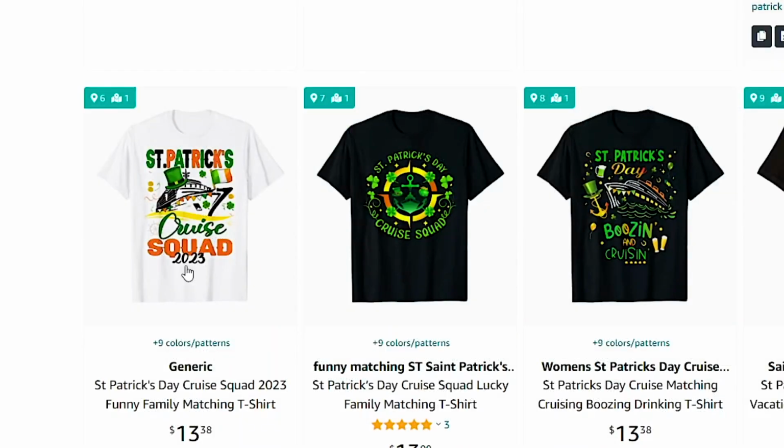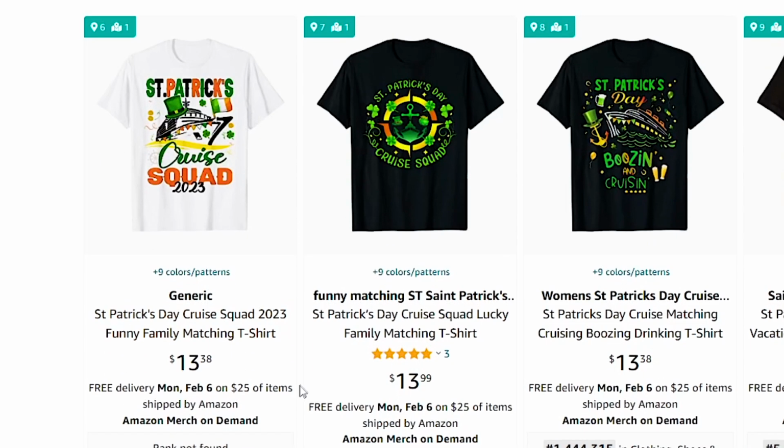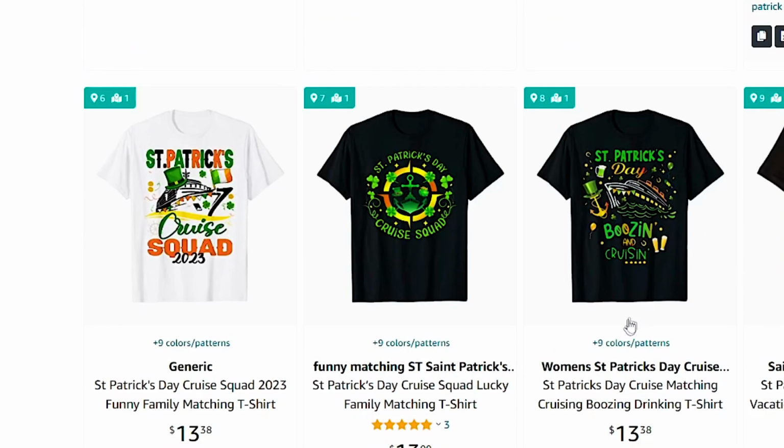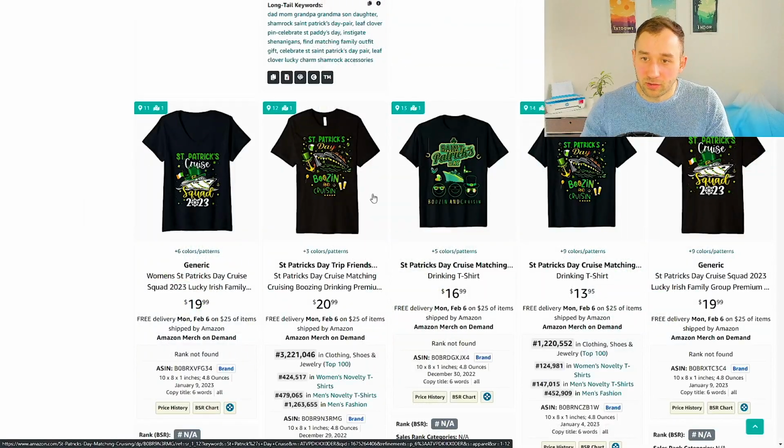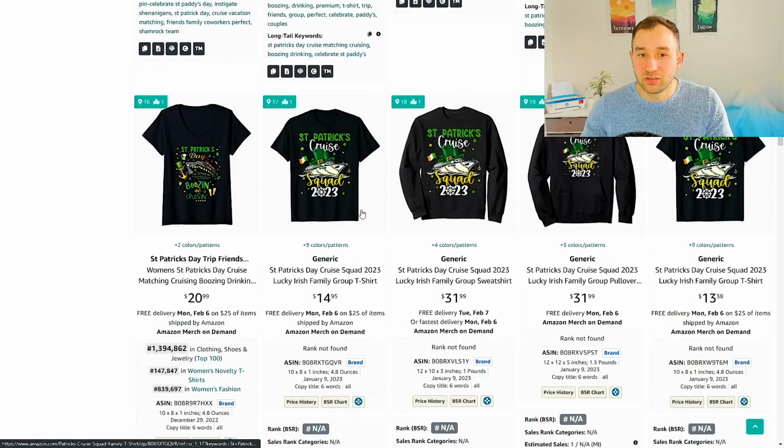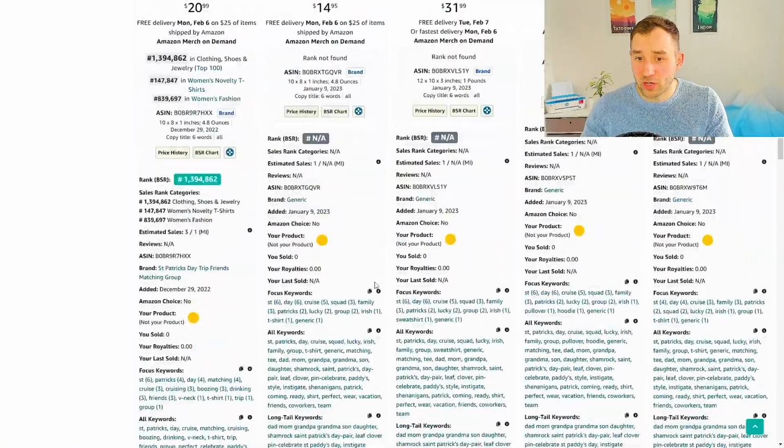2023. Again, that's an additional step to make it more specific to this current year. Always include that in your title as well for that extra chance of getting sales this year, especially if you're in the lower tiers. That will definitely help you out. St. Patrick's Day, boozing and cruising. So a lot of these are aimed at people who like to drink and go on cruises, obviously. A lot of these designs look fairly similar, so try and stand out.